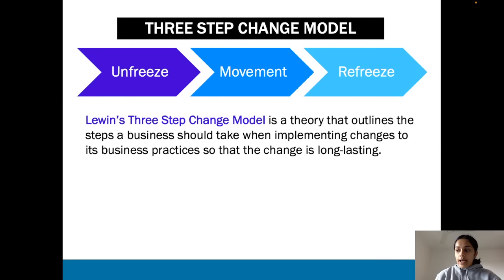Cool. Now looking at the three-step change model. So we have unfreeze, movement, and also refreeze. Yes, so unfreeze, movement, refreeze. And within Lewin's three-step change model, this is essentially a theory that outlines the steps that a business needs to take when implementing changes to its practices so that change is long-lasting.